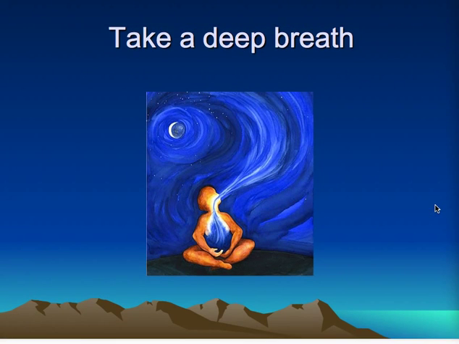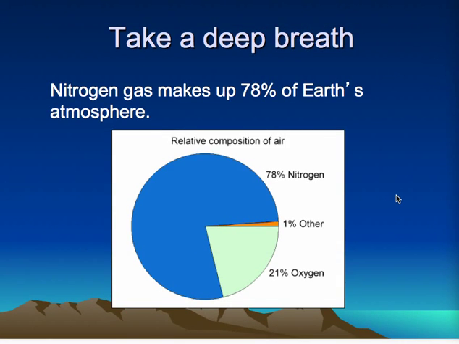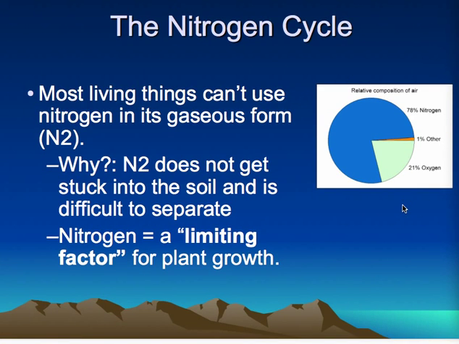Before we talk about the nitrogen cycle, I want you to take a deep breath. Now breathe out. 78% of what you breathed in was nitrogen, which makes up the majority of the gas in our atmosphere. So obviously there's a lot of nitrogen.